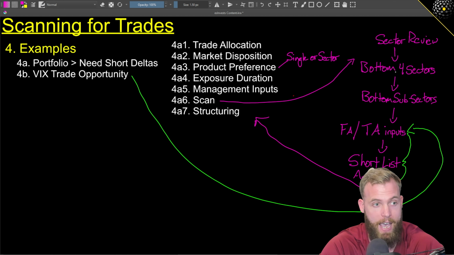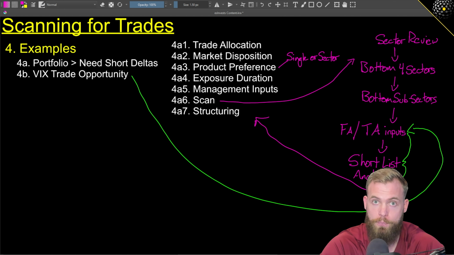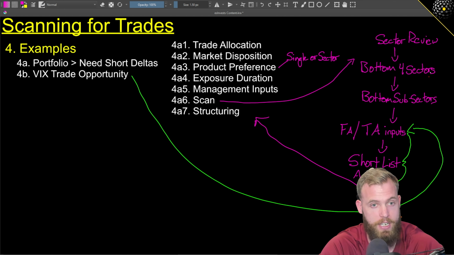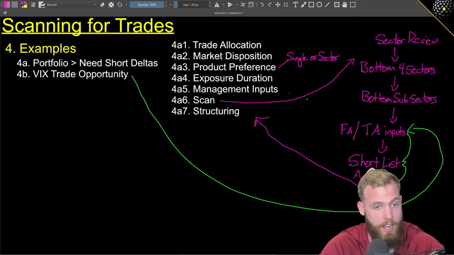I'm just skipping at least this part of the scan because it doesn't apply in this scenario. But all of these other things matter to me when I'm structuring the position, again, even for an opportunity compared to a portfolio. The main difference is how this scanning section works, where in this one, I don't really know what I'm looking for, and I'm looking for things to find opportunities. In this case, I already know what I'm interested in for whatever reason.